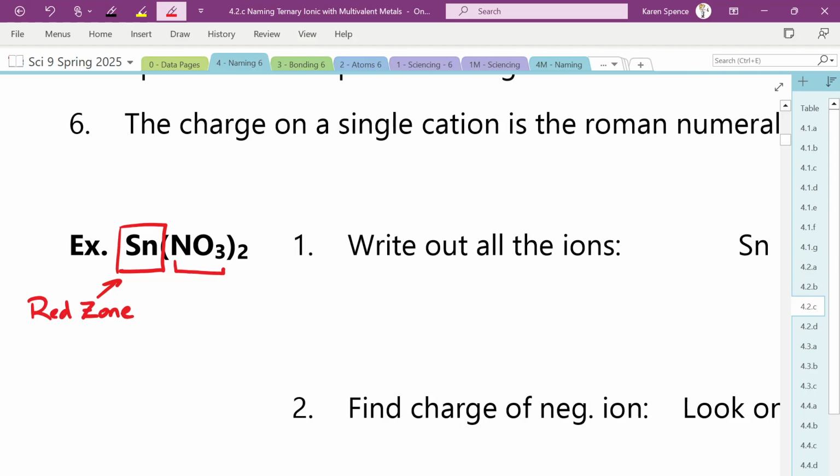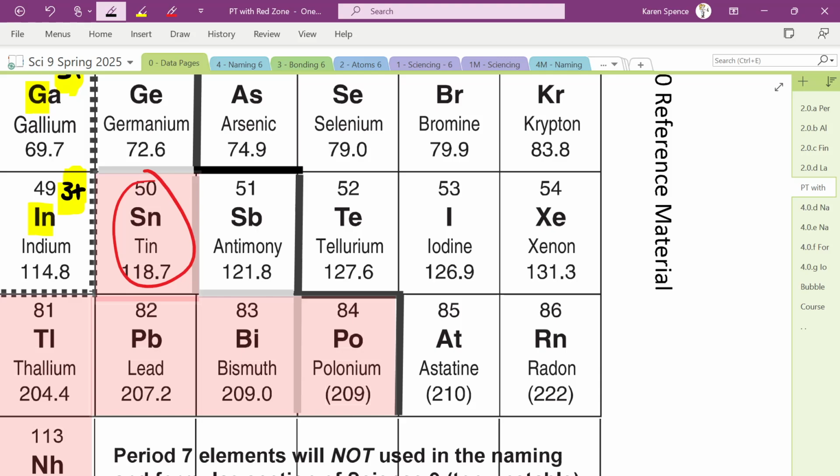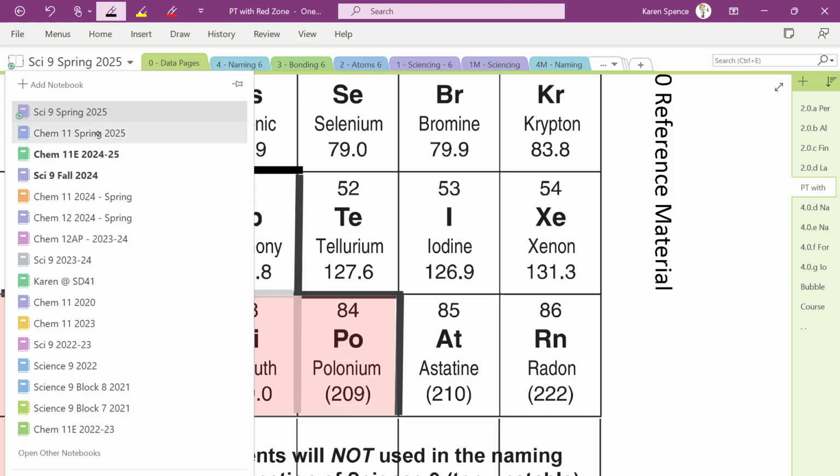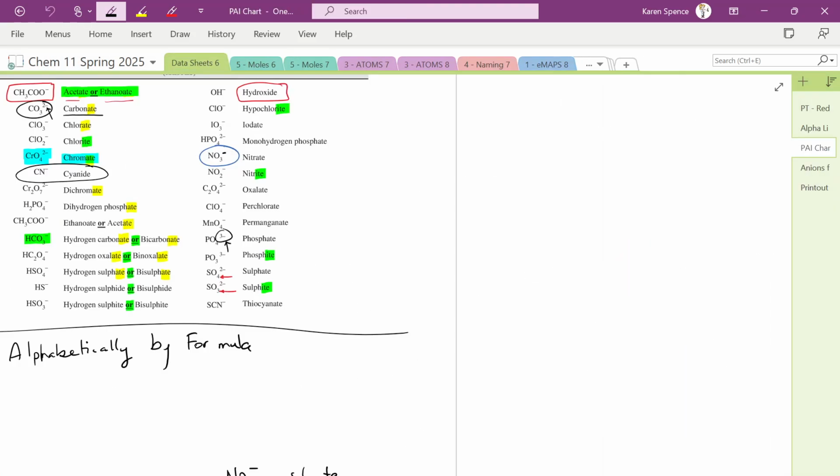Okay. And what we need to do is write out how many tins we have. There's no number beside tin, so we have one Sn. How many NO3s do we have? We have 2 NO3, so we're going to write out NO3, and we're going to write out NO3. All right, and then we're going to go here.